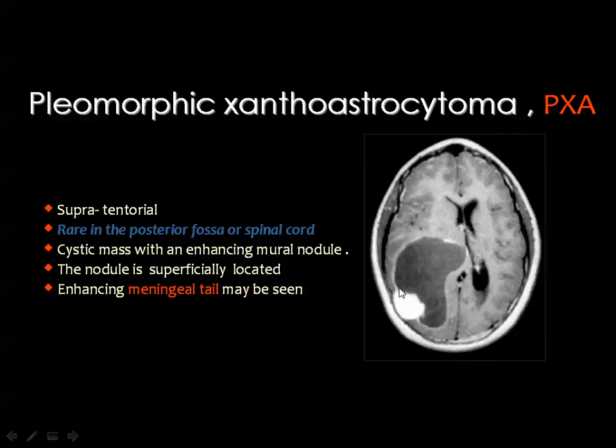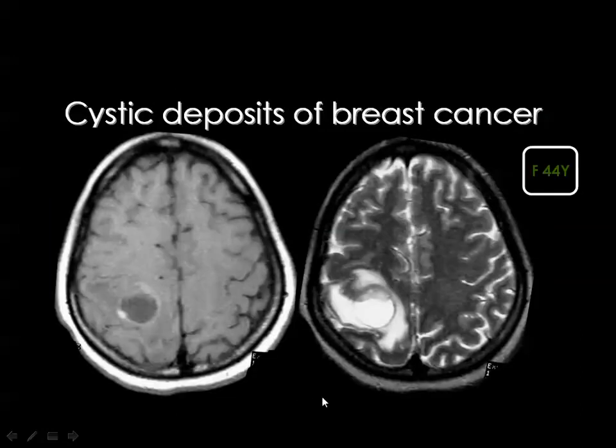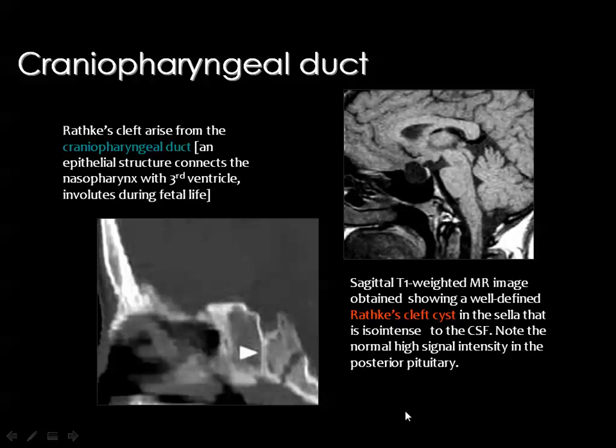And the mural nodule should have a superficial location on the surface of the brain, either the lateral surface or the medial surface. Being intimately related to the meninges, it may show a meningeal tail, and the nodule, remember this, should be superficially located. Then cystic metastasis can occur sometimes from primaries like breast cancer. Then this patient with breast carcinoma has this cystic lesion with marginal enhancement and a mural nodule surrounded by significant perifocal brain edema. Then you consider the possibility of cystic metastasis.